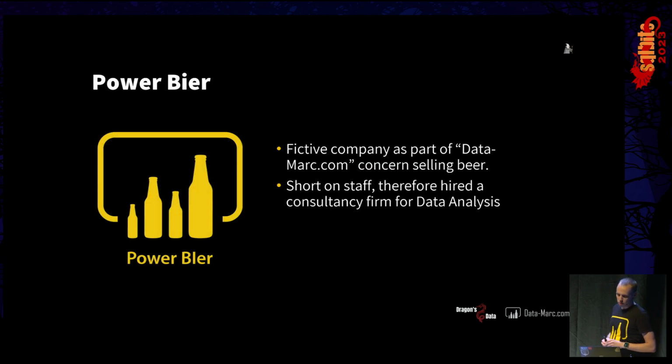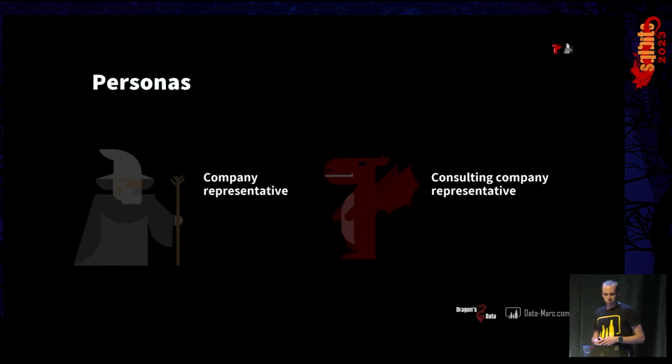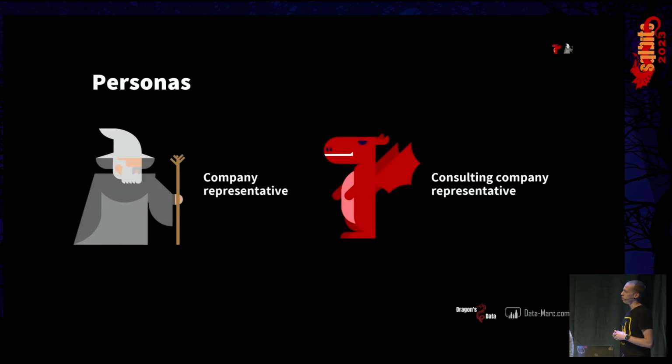So this fictive company is selling beer, obviously because I like a good beer every now and then. I'm short on staff, and therefore I hired a consultancy firm to do the data analytics for me because I'm not capable of doing that myself. Therefore, we want to introduce you to two personas. The first one is the company representative, being me, and we have the consultancy company representative, being my colleague right here.